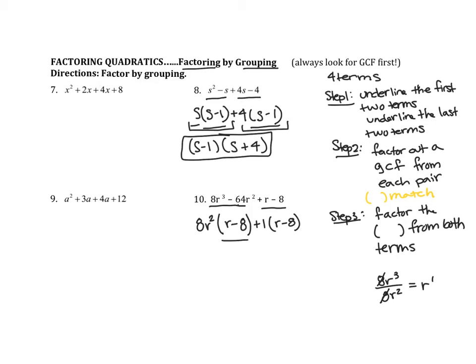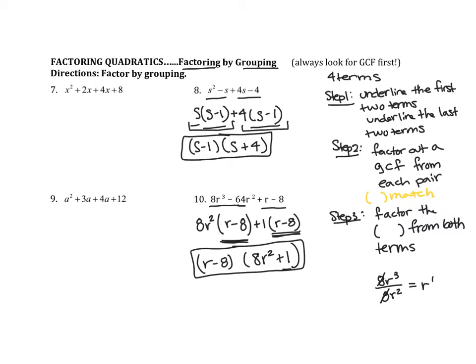I'm going to factor out the r minus 8 in both of them. So I have my r minus 8 that's in both of my terms. When I factor the r minus 8 out of the front part, I have 8r squared left. When I factor it out of the back part, I have my plus 1. That's why it's so important to factor out the 1, because I write it in my second parentheses and I need to be able to see it so I remember to write it. And this is my answer. This is that 4-term polynomial fully factored out.